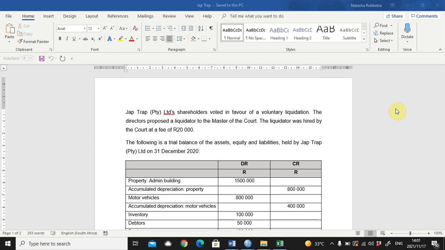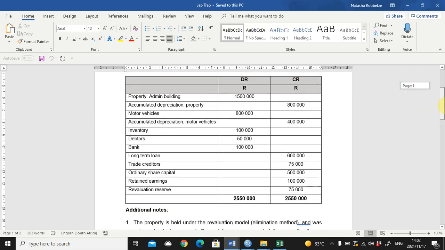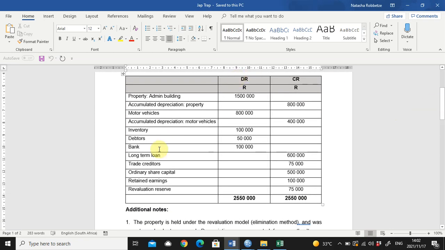The following is a trial balance of the assets, equity and liabilities held by JT Pty Limited on 31st December 2020. If we look at the trial balance, you would find that there is property, accumulated depreciation on the property, motor vehicles, accumulated depreciation on the motor vehicles, inventory, debtors, bank, long-term loan, trade creditors, there is an ordinary share capital account, a retained earnings, and a revaluation reserve.